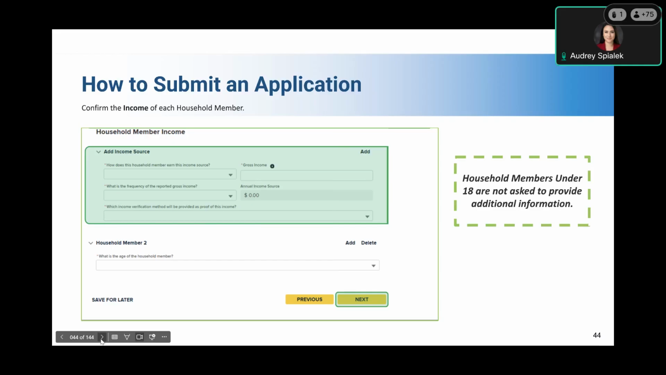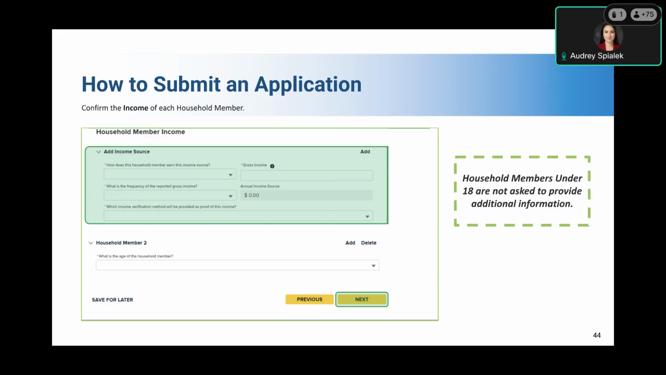Very important to note here, when it comes to any household members that are under the age of 18, we are not asked to provide any additional information. That is why the first question asked is in relation to the age. So for any children within the home, we don't need to know about that information.